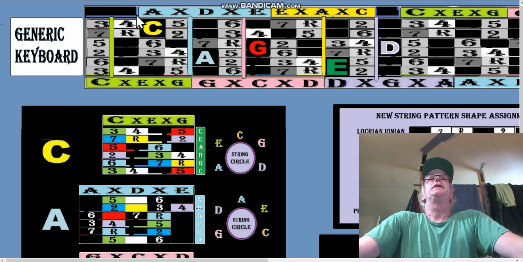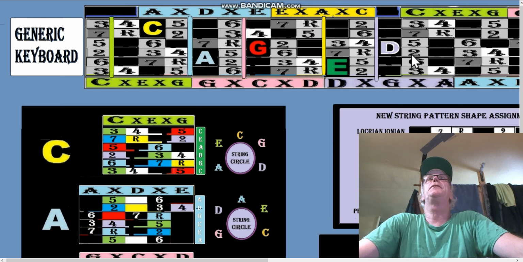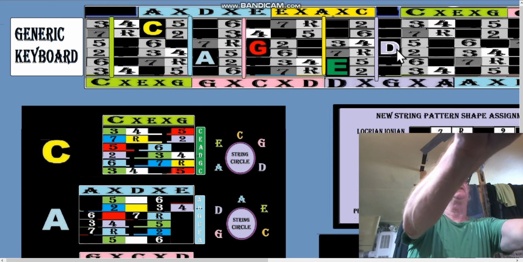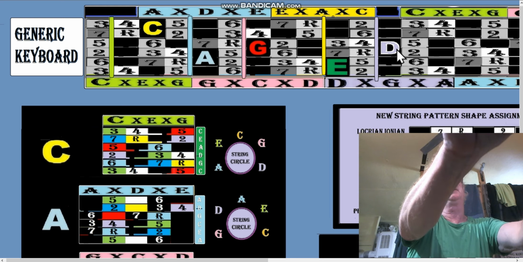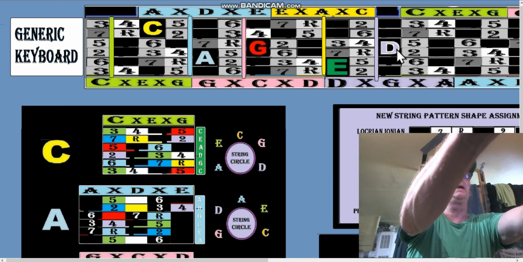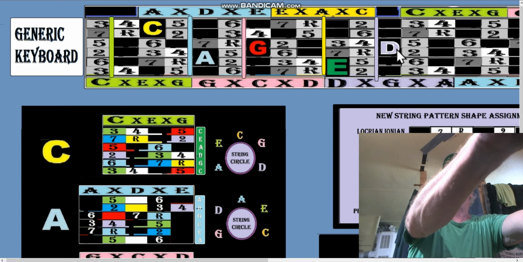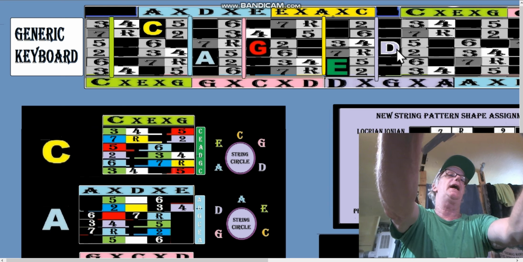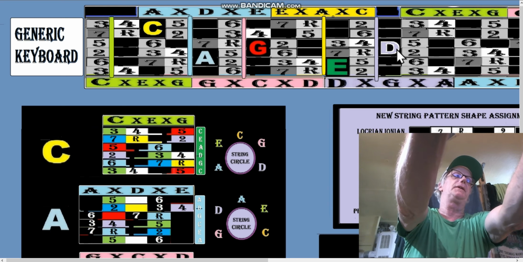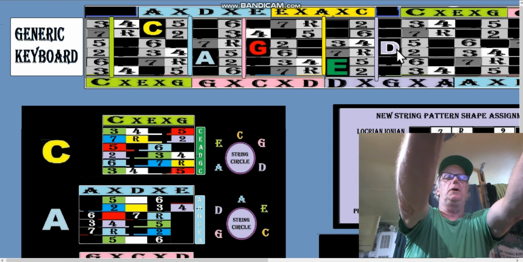So let's look at this. Each one of the keys of CAGED, now we're talking about the key of C, the key of A, the key of G, the key of E, and the key of D, right? There are other keys, right? There's A flat, and there's F sharp, and you know, other major keys.